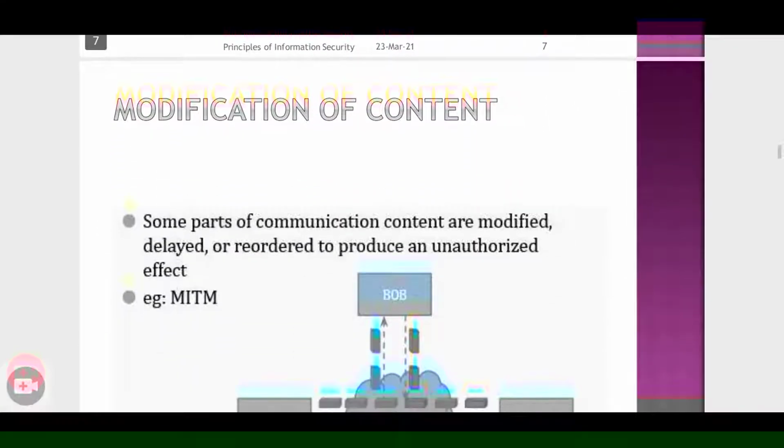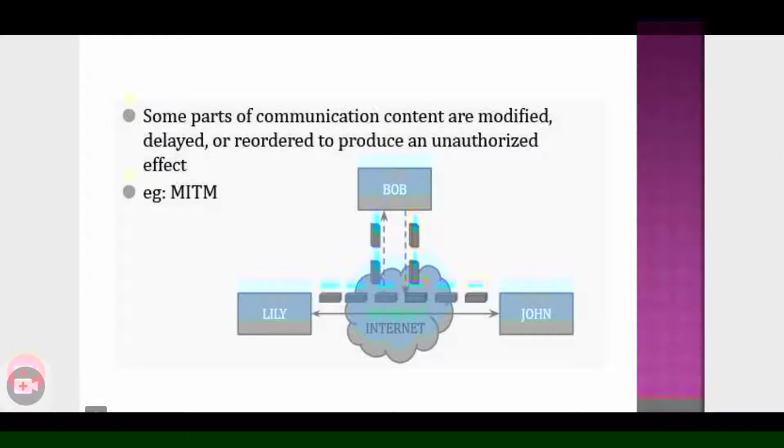So the first one, modification of content. That is, some part of communication content is modified. You have two main users, Lily and John. The attacker is Bob. He monitors the network and identifies the content, and these contents are modified. Some parts of communication content are modified, relayed, or reordered to produce an unauthorized effect. So this is known as content modification.